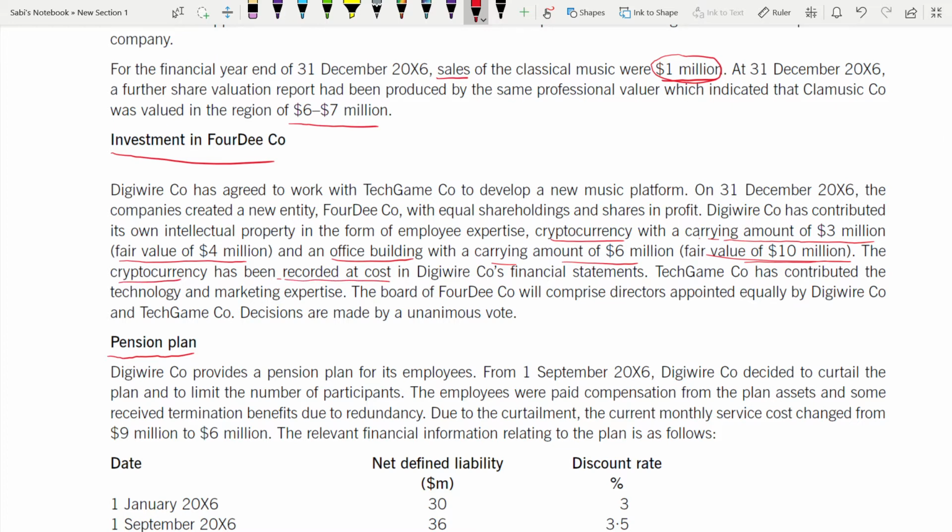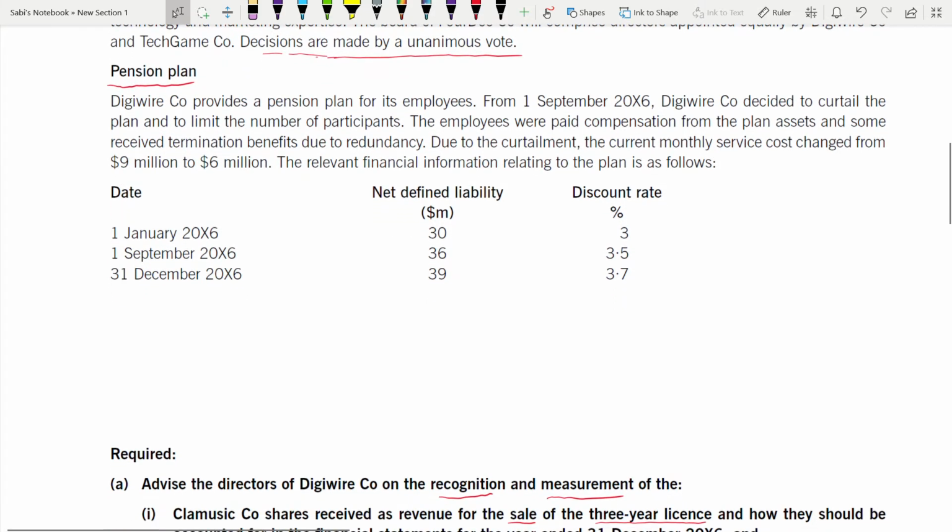Tech company has contributed the technology and marketing expertise. The board of 4D will comprise directors appointed equally by DGY and tech company, and decisions are made by unanimous vote. Okay, very important: how decisions are made, how policies are set, who is controlling, who is having significant influence. These are very important things to note. Pension plan later, it's for part C.